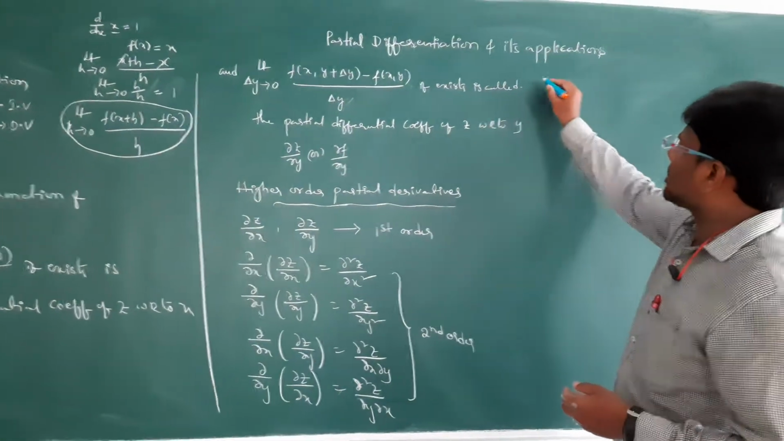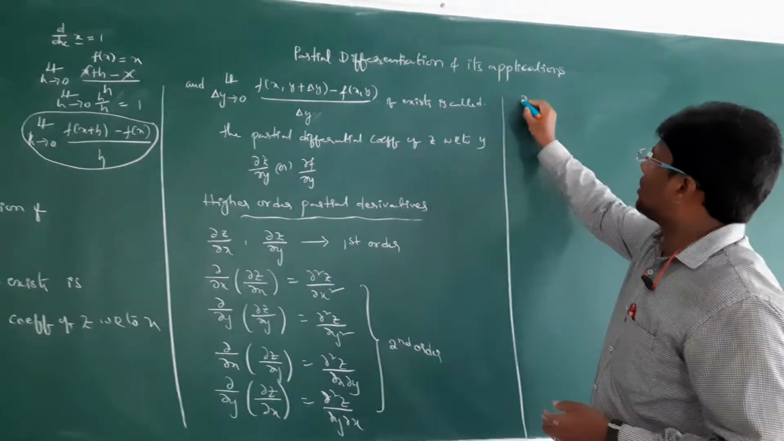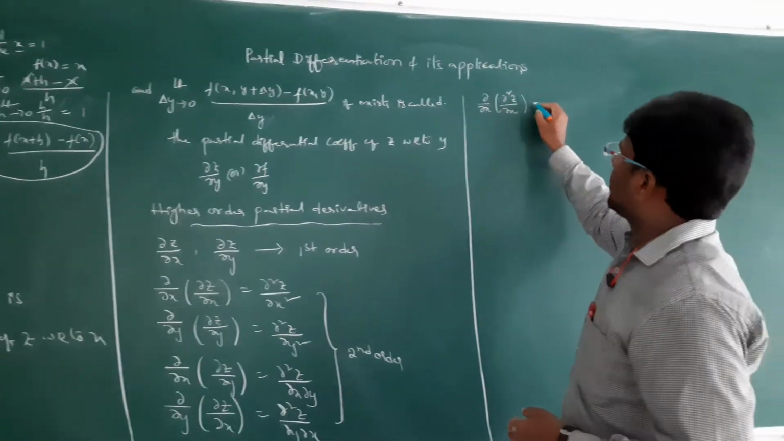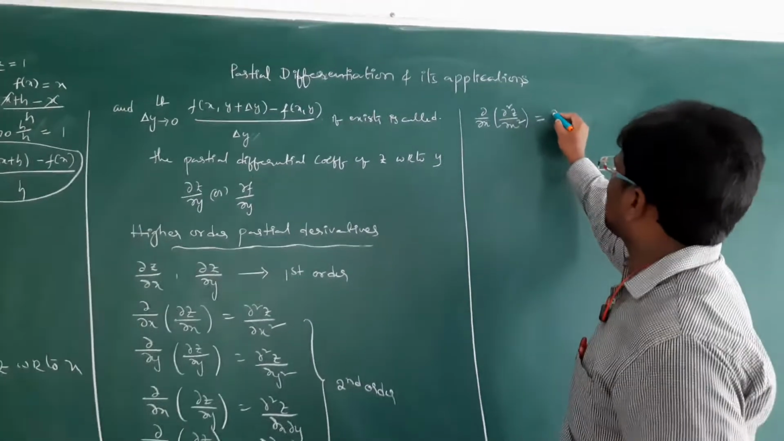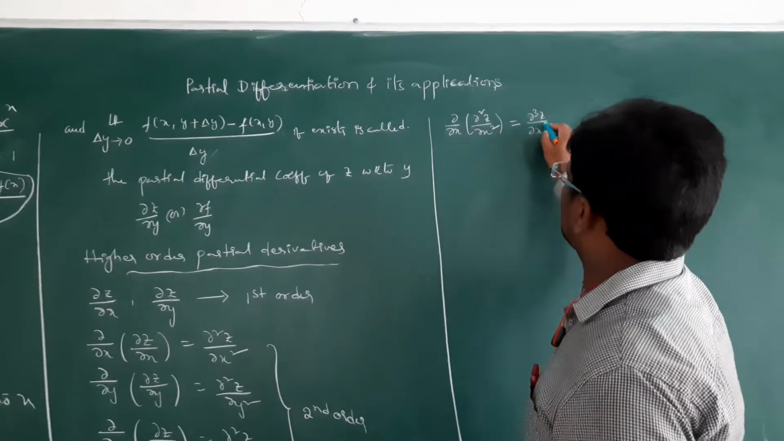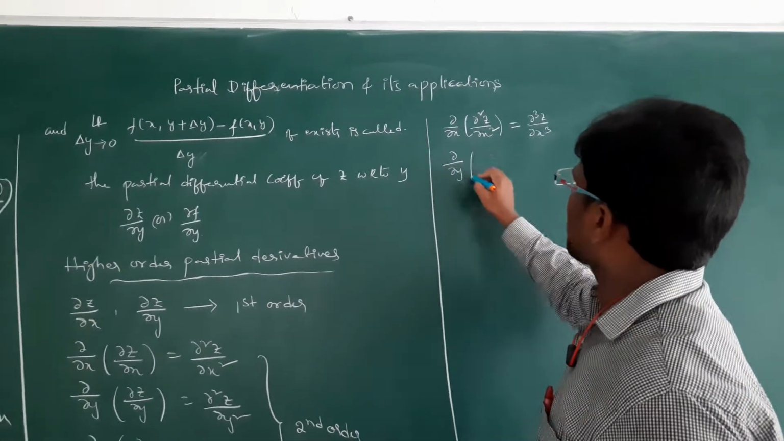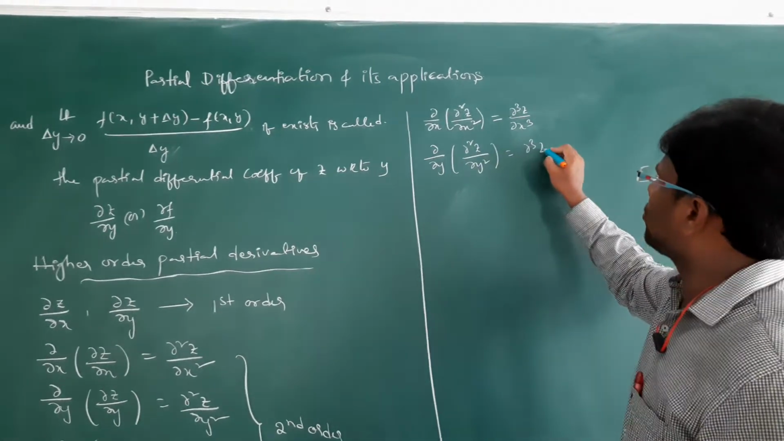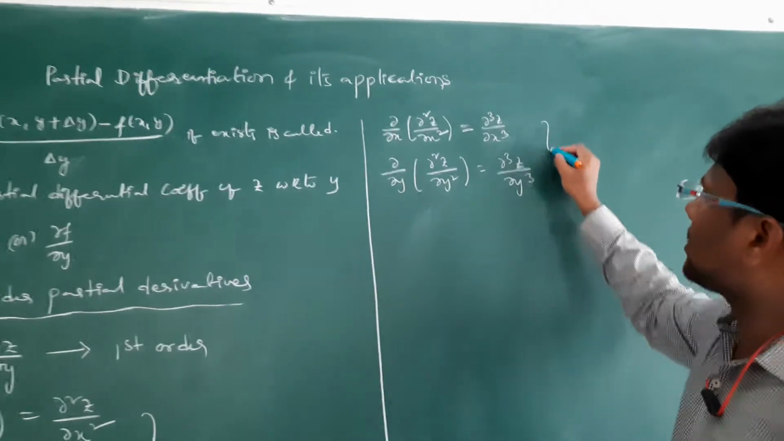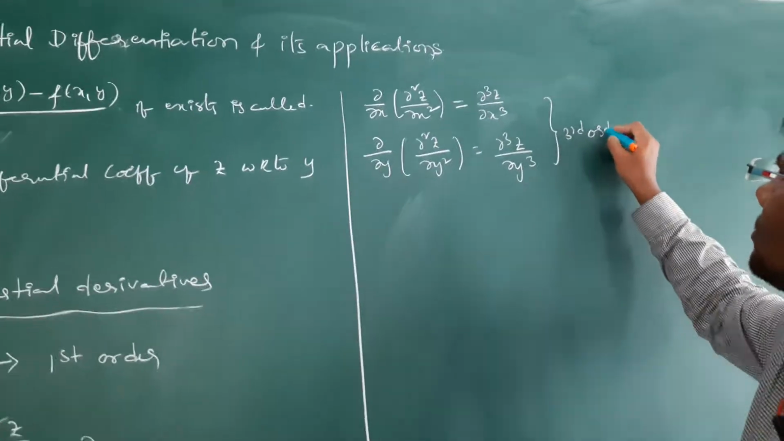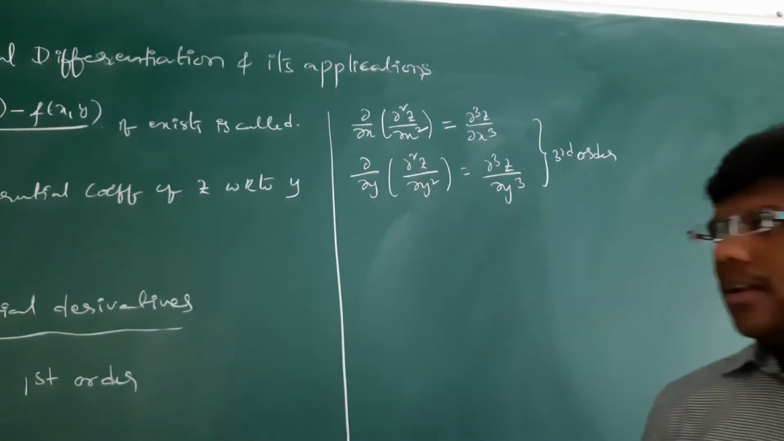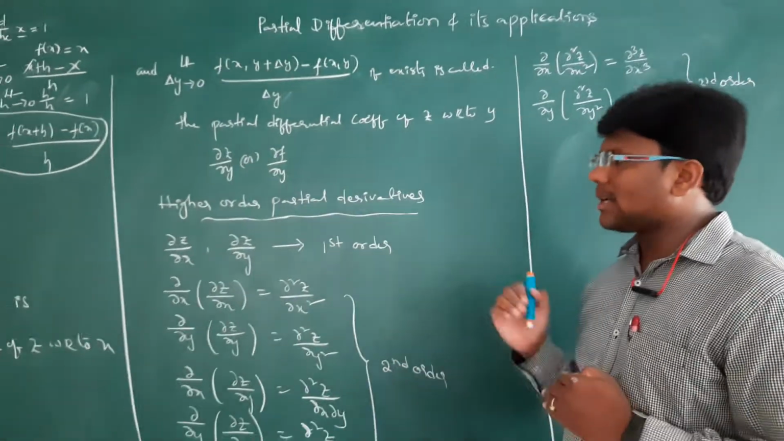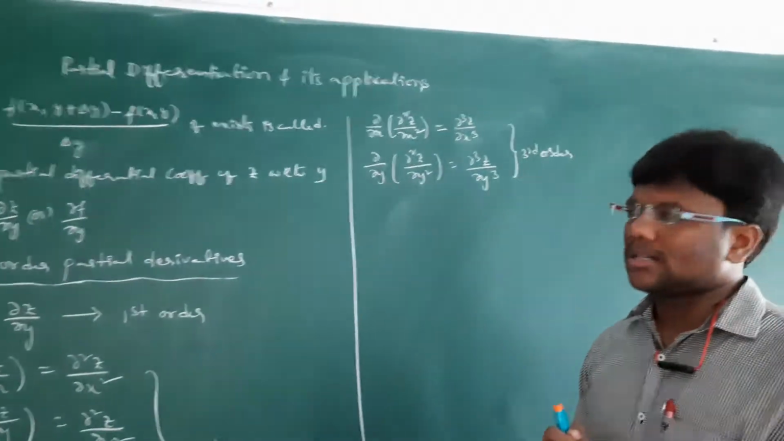What about the third order partial derivatives? Similarly, we can write dou by dou x of dou square z by dou x square, that is dou cube z by dou x cube. Dou by dou y of dou square z by dou y square is equal to dou cube z by dou y cube. These are the third order partial derivatives. That is the first order, second order, and third order partial derivatives.